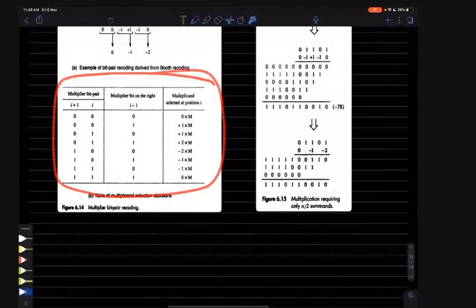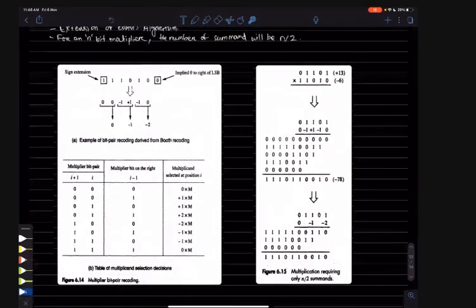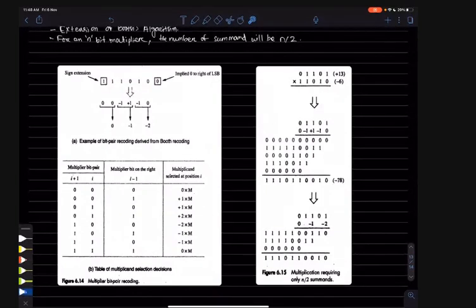For that, this is the table. Let's start with this number. The number given is 11010. Obviously we have to put a 0 on the right side, like in the previous case in Booth's algorithm. This is called the implied 0 to the right of the LSB. We also have to do sign extension, and we keep a 1 here because this bit is 1.